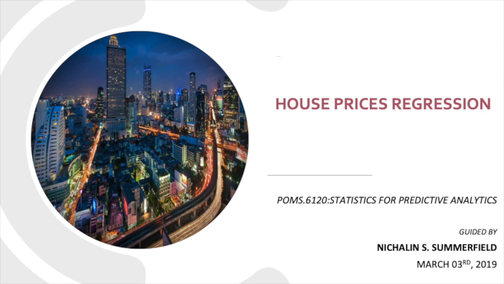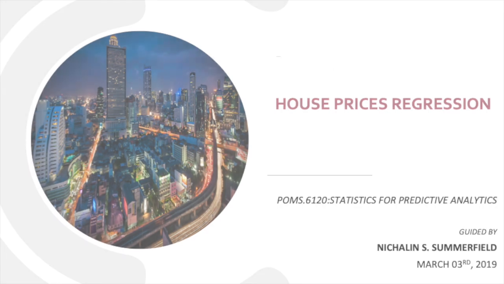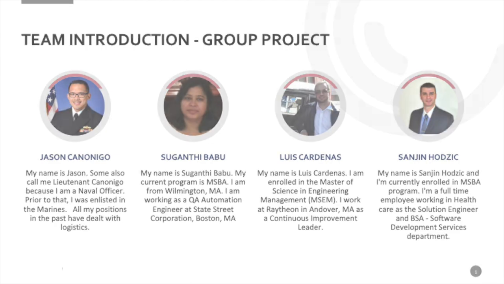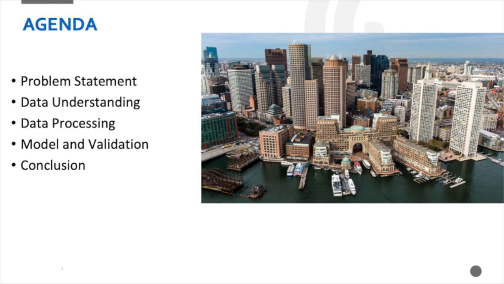This is our final team project for Statistics for Predictive Analytics in spring 2019. The topic we chose is House Prices Regression. Our team consists of myself, Jason Canonigo, Suganthi Babu, Luis Cardenas, and Sanjin Hadzik. The agenda or overview of this project comprises the problem statement, data understanding, data processing, model and validation, and the conclusion.